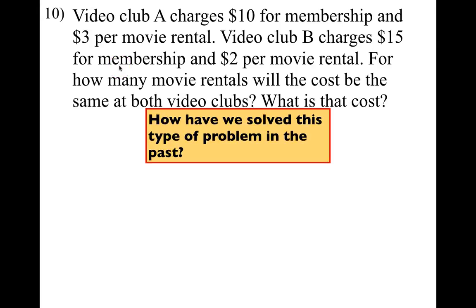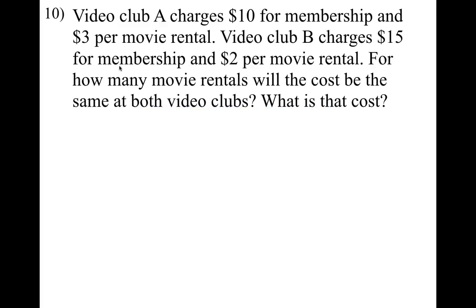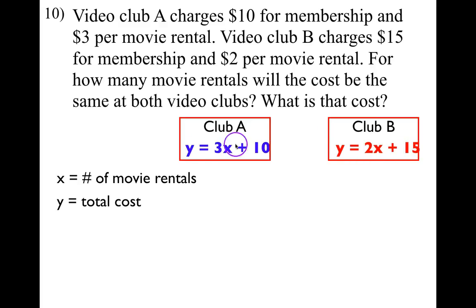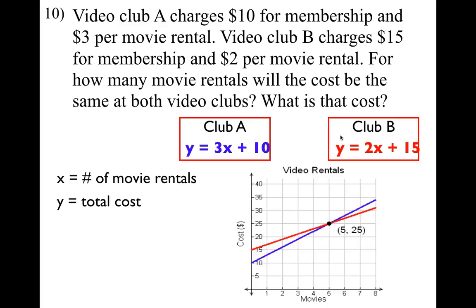So first what we're going to have to do is create an equation. For Club A, we're going to use y equals 3x plus 10, where x represents the number of movie rentals and y represents the total cost. Since they charge $3 per movie and then the $10 for membership, that's why we're adding 10. For Club B, it's going to be y equals 2x plus 15 because every movie rental costs $2 and they're charged that $15 membership fee. Now that we have these two equations, we can go ahead and graph it.